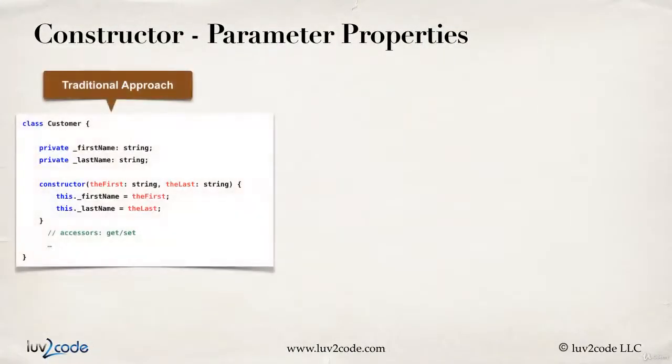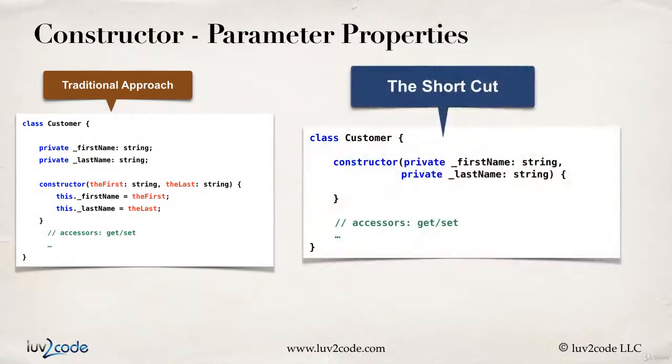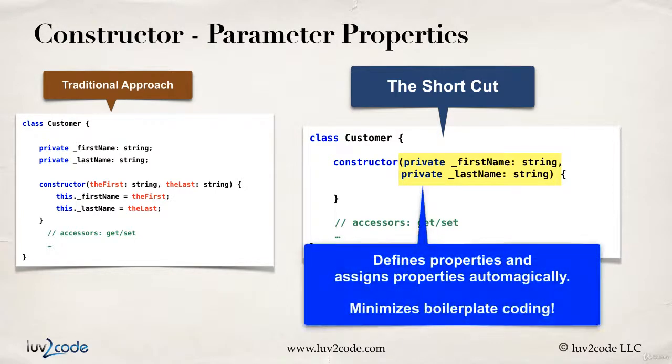So here's the traditional approach on the left-hand side. And then here's the shortcut. Notice here we have these parameter properties. For our constructor, we have our two parameters, but note the access modifier. So we have private _firstName, comma, private _lastName. What this does is basically defines the properties and also assigns them at the same time. So this minimizes the boilerplate coding.